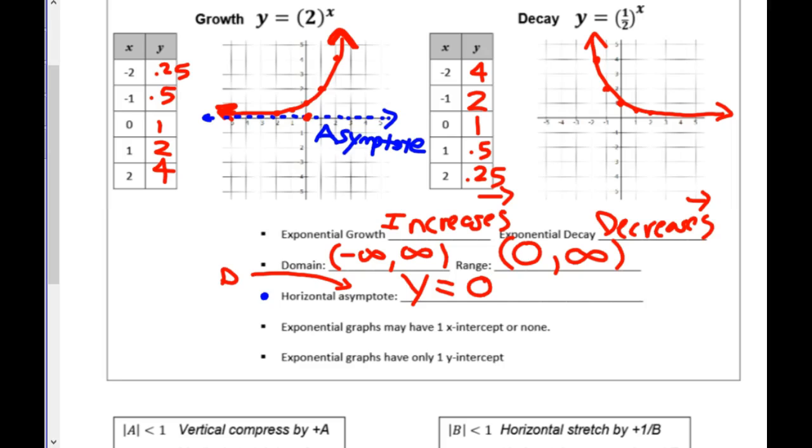Okay? And these next two bullets: exponential graphs may have one x-intercept or none. And then exponential graphs always have one y-intercept. Okay? So in these two graphs at the top, there's no x-intercept because it can't touch the asymptote. But if I shifted it down, it would have an x-intercept. And it always crosses the y-axis, so there's always one y-intercept. Does everyone have this down?